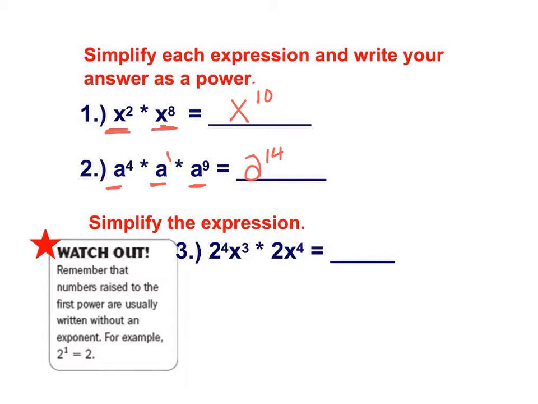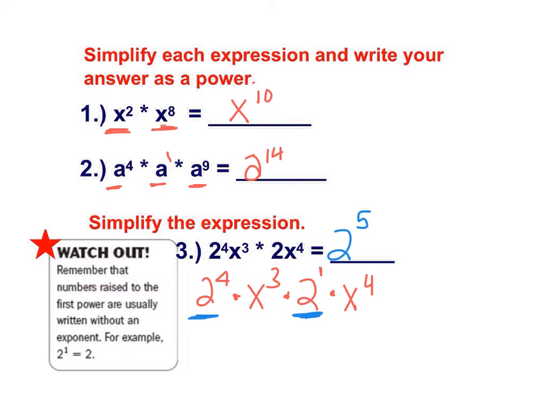Now, take a look at number 3. Let's break that down a little bit further. It's 2 to the fourth times x to the third, right? A number next to a letter communicates multiplication, times 2 to the first, remember there's that understood exponent of 1 there, times x to the fourth. Now the rule says that we can add exponents if the bases are the same. So let's consider we have a base of 2 and another base of 2. If we add those exponents together, we get 2 to the 5th power. 4 plus 1 gives us 5.